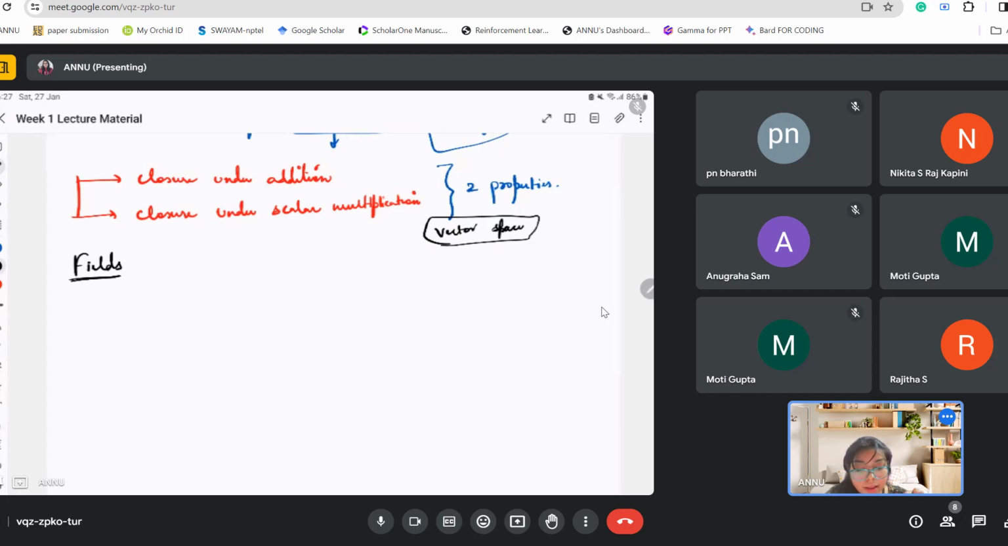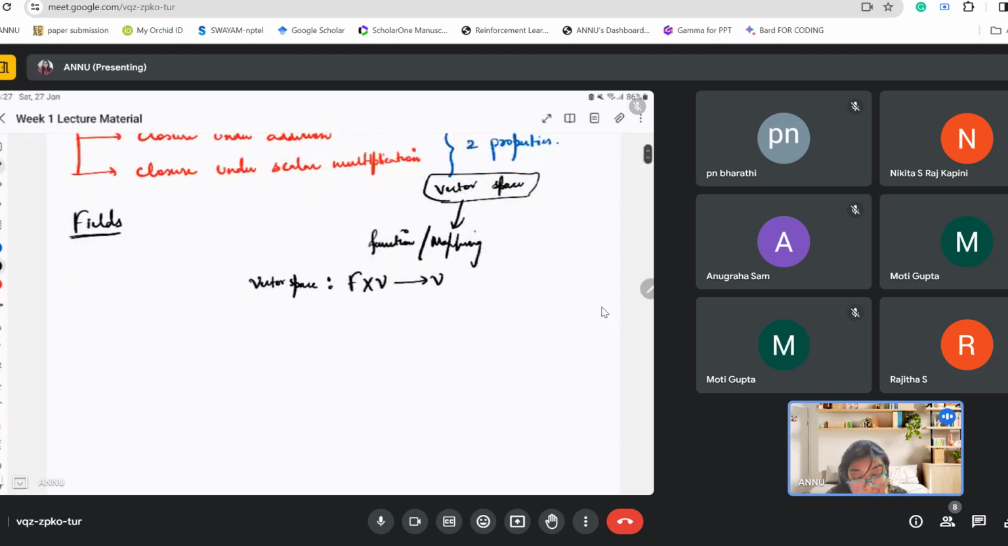Okay. Then every vector space is defined over a field. So a vector space is actually a function, or you can say a mapping from a field to vectors. This is a vector space.